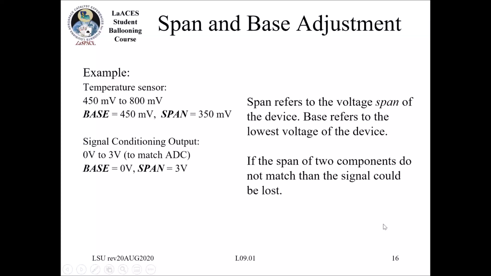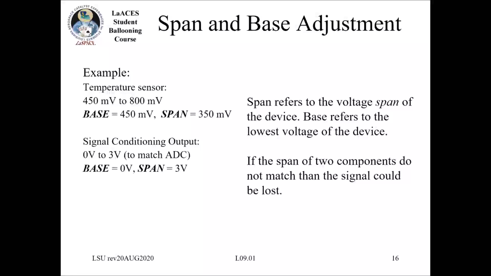Now, another part of signal conditioning is span and base adjustment. There are many sensors that will have an offset to their signal. Take, for example, your temperature sensor. You're going to actually see a range between 450 to 800 millivolts. And well, that's not a very large range. If you just put that into your Arduino, into your analog to digital converter, you're not going to get very much of a response, and it's going to be very difficult to interpret that.